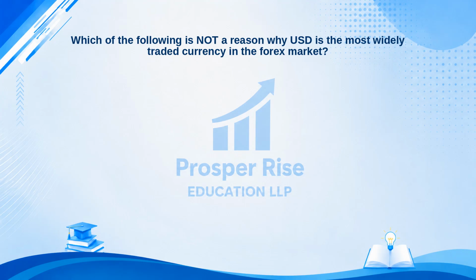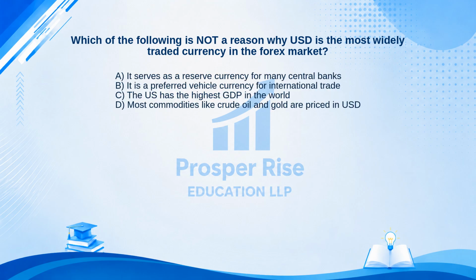Which of the following is not a reason why USD is the most widely traded currency in the Forex market? Here are your options. A. It serves as a reserve currency for many central banks. B. It is a preferred vehicle currency for international trade. C. The US has the highest GDP in the world. Or D. Most commodities like crude oil and gold are priced in USD.